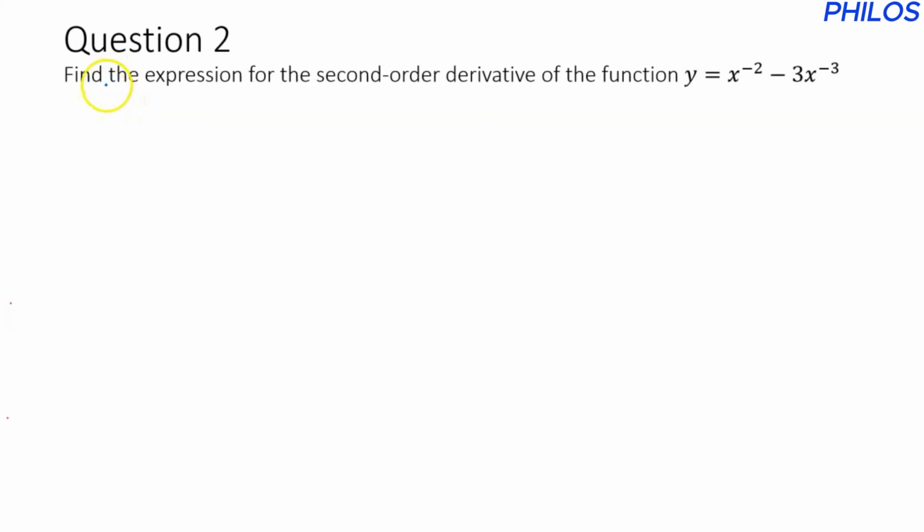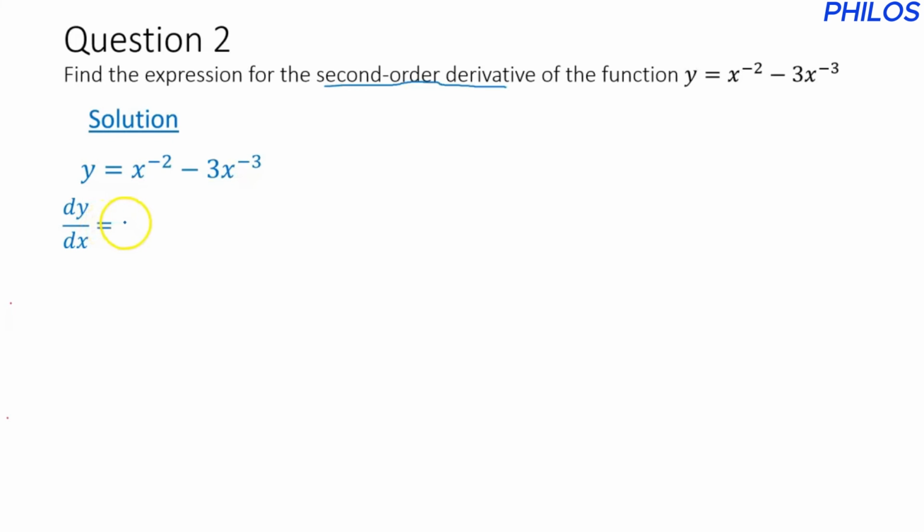Question 2. Find the expression for the second order derivative of a function y is equal to x exponent negative 2 minus 3x exponent negative 1. So, to solve this, first let's recall the function again, which is x exponent negative 2 minus 3x exponent negative 3. To find the second order derivative, first we need to know the first order derivative.